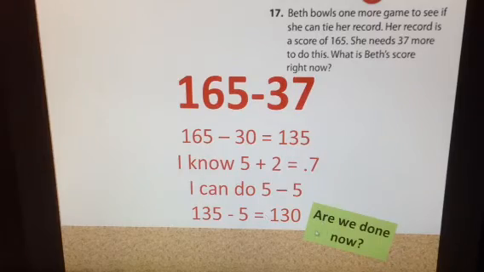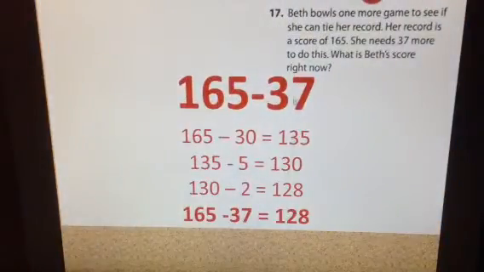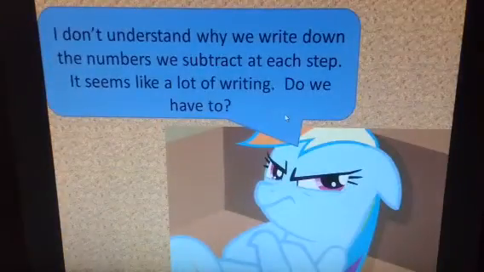Are we done now? No, we're not done now. We still have two more ones to subtract. 130, that's the number we ended up with before, minus 2 is 128. Now we know 165 minus 37, the original problem, equals 128. To check and make sure we subtracted all the numbers we were supposed to, we can add 30 plus 5 plus 2 equals 37. We know we've done it right.